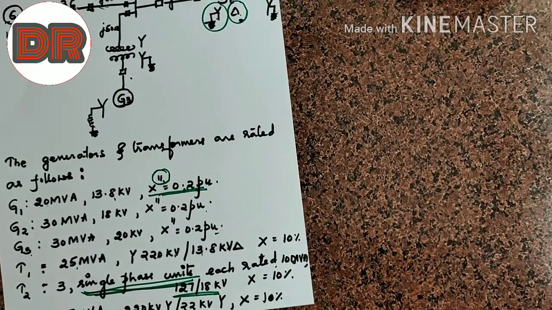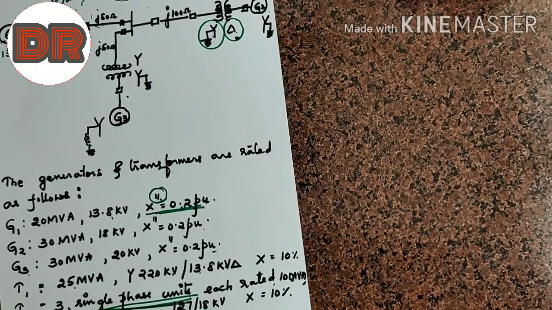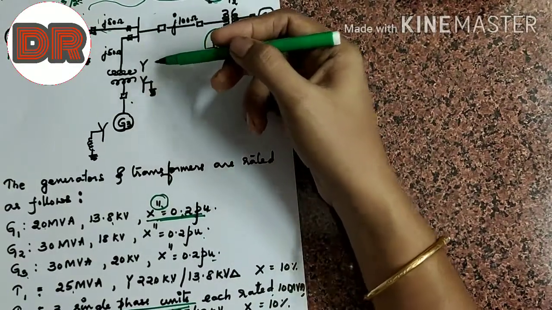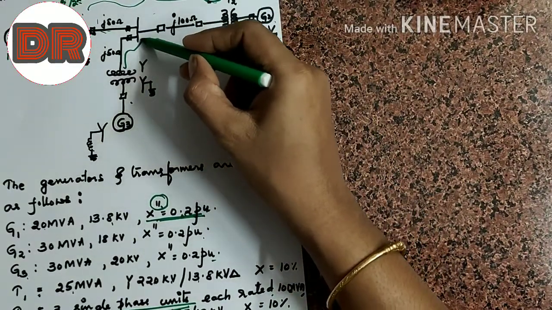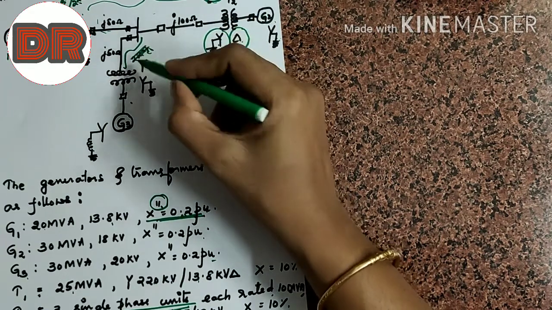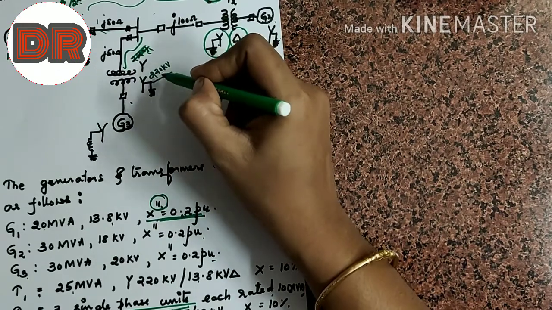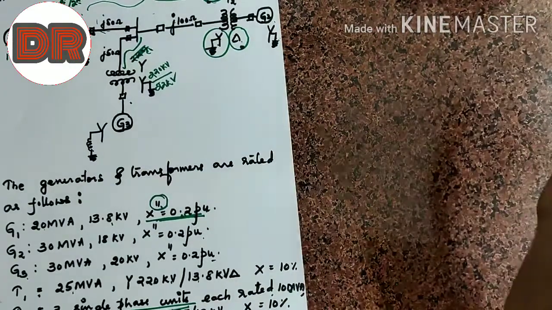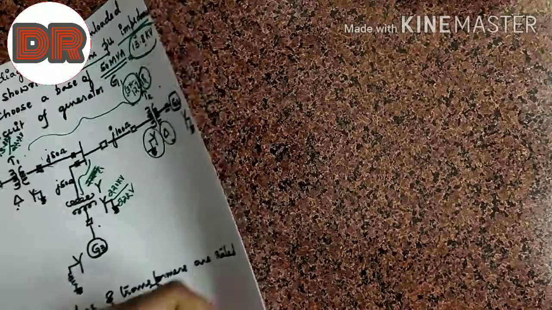And the T3 transformer is a 3-phase transformer, so we don't have any problem over here. 35 MVA is the transformer MVA, and 220 kV star. Which side will be 220 kV? Obviously this is the high voltage side, so it is 220 kV rating, not base, sorry, I'll write here, this is rating. So 220 kV, and the other side will be 22 kV. The reactance is 10%.